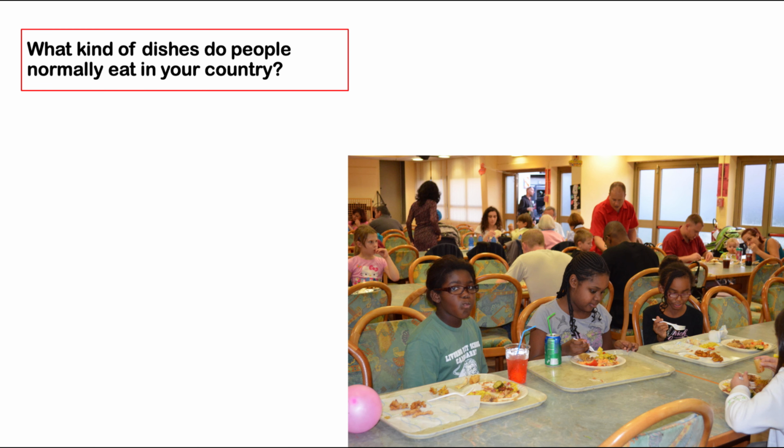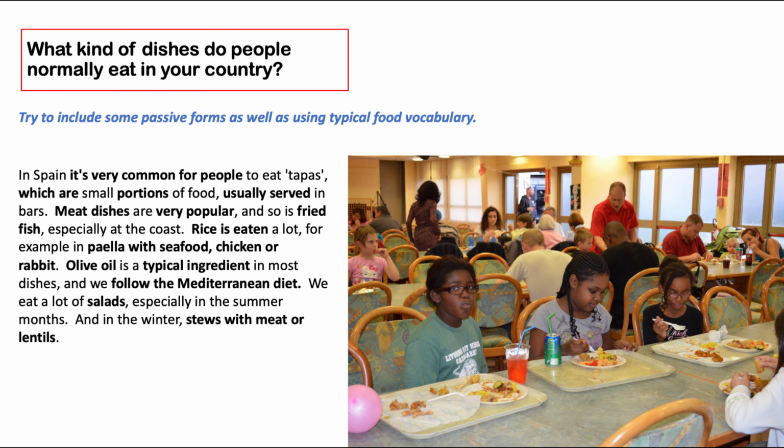What kind of dishes do people normally eat in your country? Try to include some passive forms as well as using typical food vocabulary. In Spain, it's very common for people to eat tapas, which are small portions of food, usually served in bars. Meat dishes are very popular, and so is fried fish, especially at the coast.